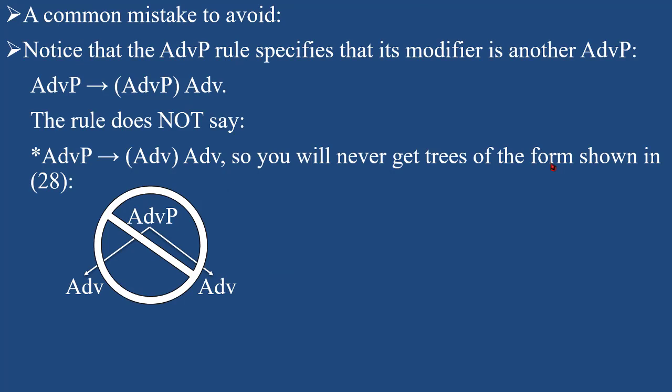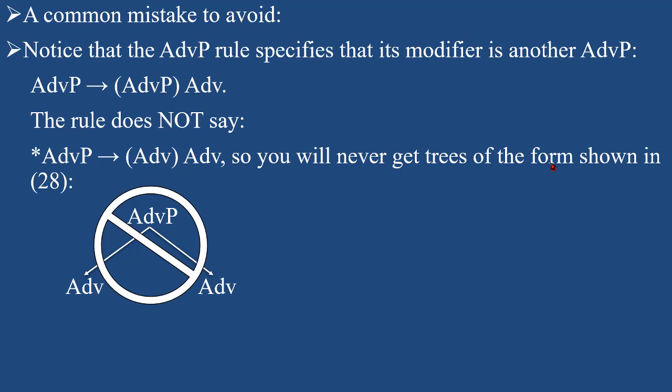Let's move on. A common mistake to avoid. Note that the adverb rule specifies that its modifier is another adverb. It's not an adjective or something else, it's another adverb. So an adverb phrase consists of an optional adverb and an adverb.